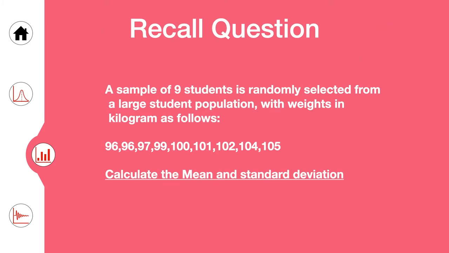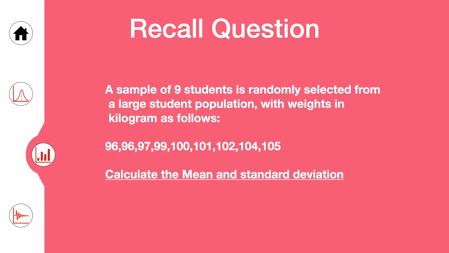So here's a small recall question. In a sample of 9 students, randomly selected from SRU, with weights in kilograms as follows: 96, 96, 97, 99, 100, 101, 102, 104, and 105. What I want you to find out is the mean value and the standard deviation.